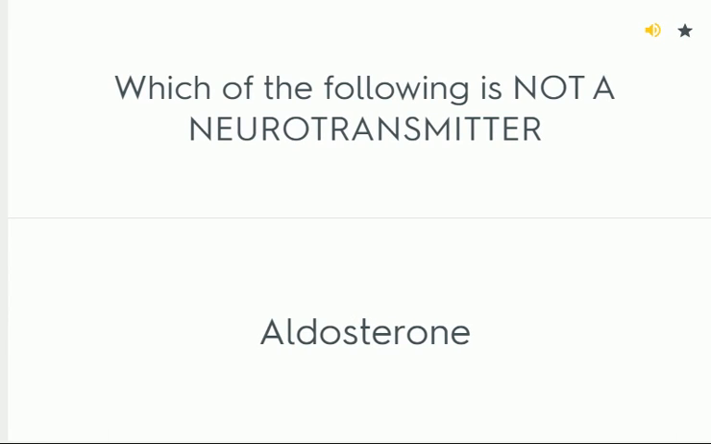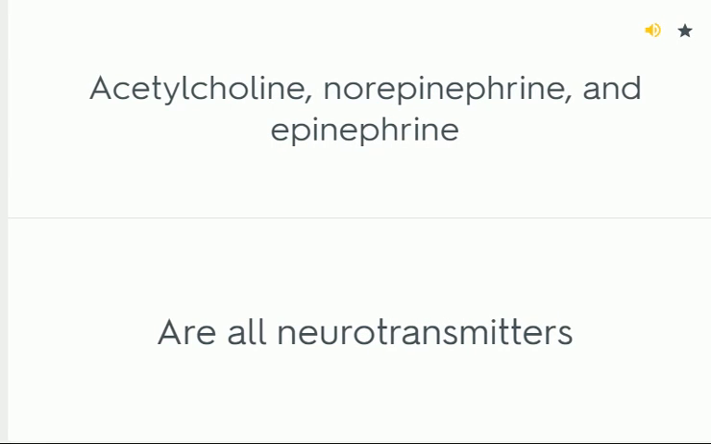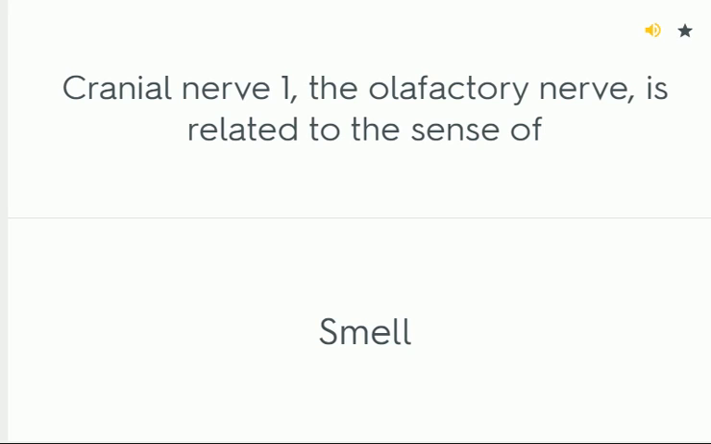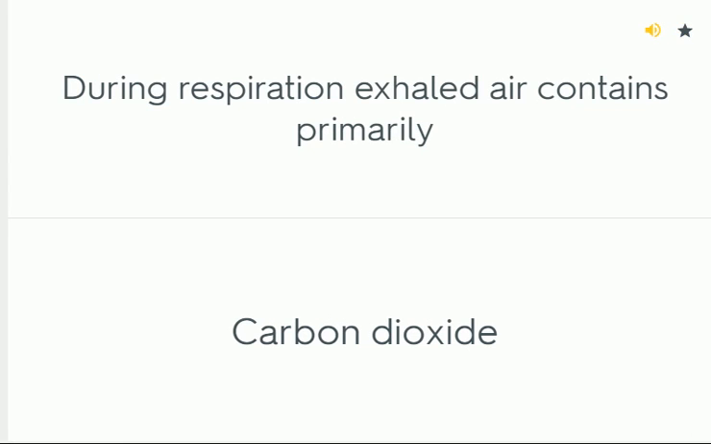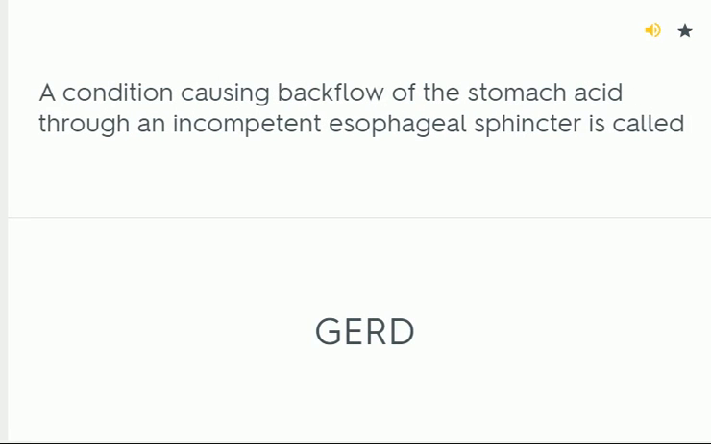Which of the following is not a neurotransmitter? Aldosterone. Acetylcholine, norepinephrine, and epinephrine are all neurotransmitters. Cranial nerve 1, the olfactory nerve, is related to the sense of smell. A blood cell that carries oxygen and has no nucleus is an erythrocyte. During respiration, exhaled air contains primarily carbon dioxide. A condition causing backflow of the stomach acid through an incompetent esophageal sphincter is called GERD.